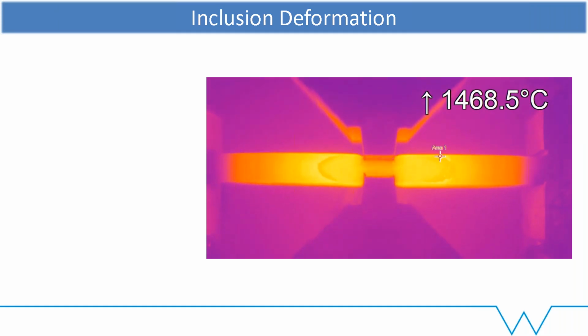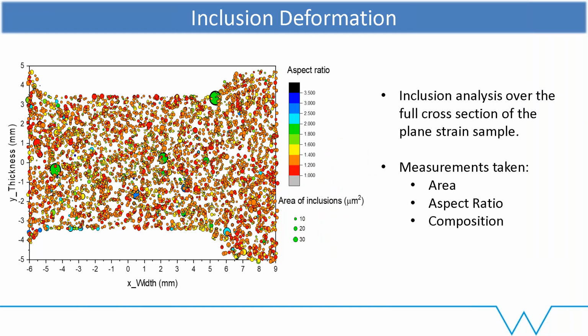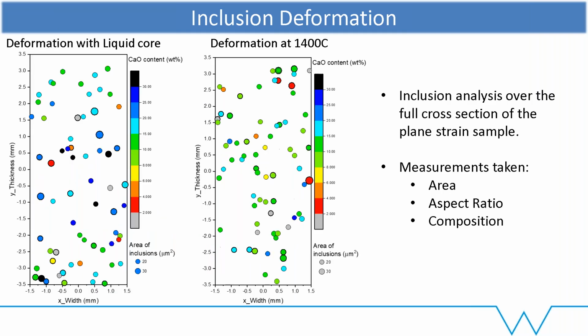So we've taken this sample, we've deformed it. We've got our deformed material. We then cut it up and we want to do inclusion analysis in that section. So we have an automatic inclusion analysis on site, so we can map very large areas. So here we can get information like the area, the aspect ratio, the individual composition of all of these, and then we can look at how that varies under the different conditions.